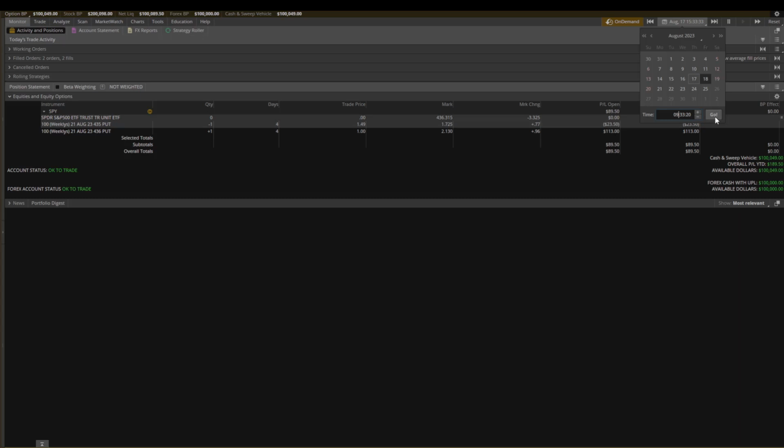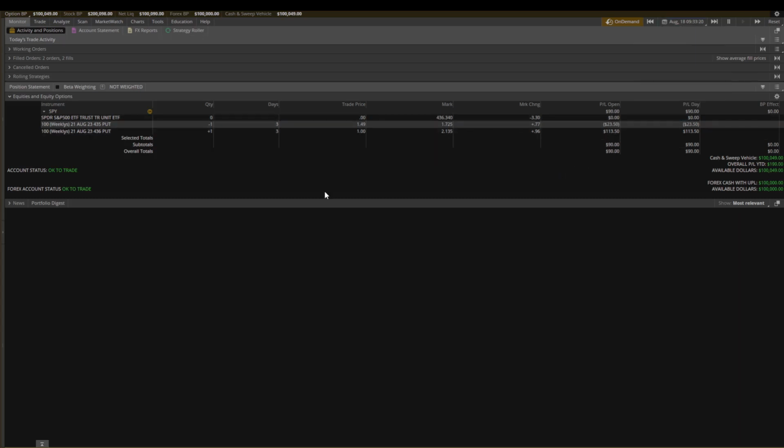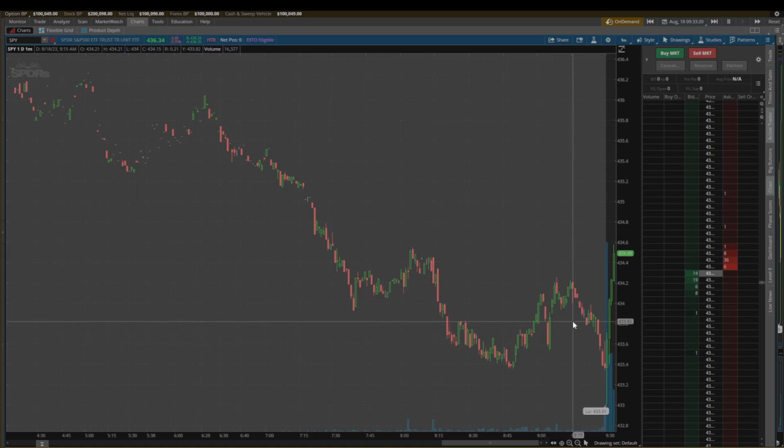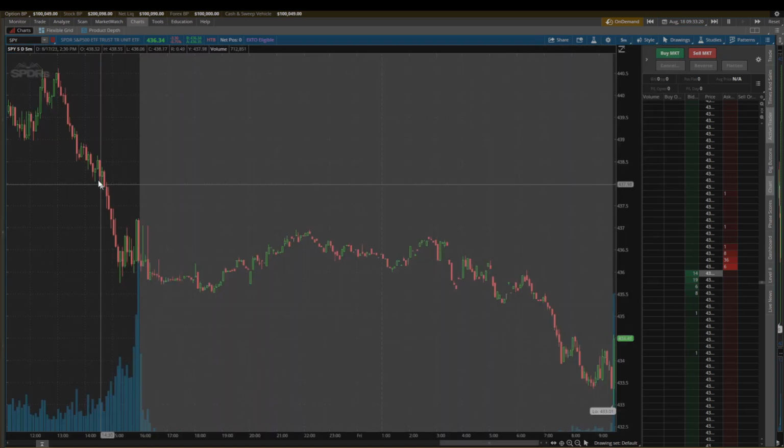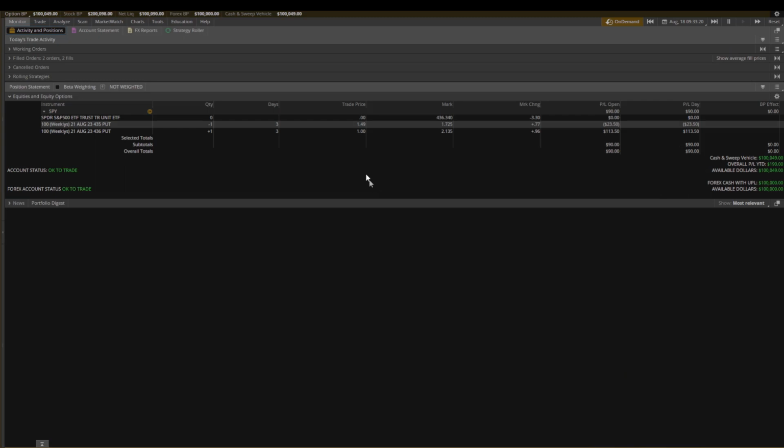I'm not even going to go precise. We'll just hit it. Get the chart open. We can see it hit a bottom right at the open. We can see that it made a really nice move beyond that low, quite a bit beyond that low. So this whole system is going to be in the money. Let's go ahead and go back to our monitor.